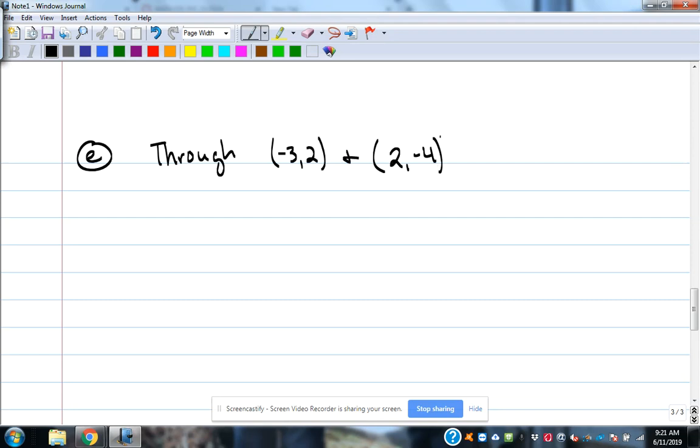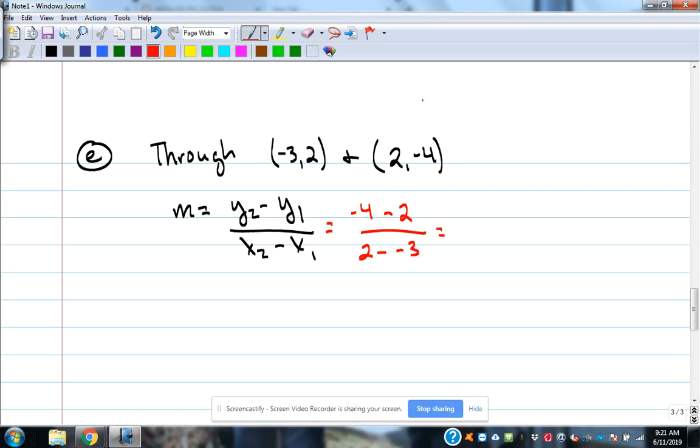So we've got two ordered pairs here that we're working with, not just a slope and a point. We're working from two ordered pairs. So when we're working from two ordered pairs, if we're going to write the equation of a line, we need the slope to start with. Before we can do anything else, we've got to find the slope. So we're going to take the y2 minus y1 over x2 minus x1. So we're just taking those ordered pairs and plugging them in and finding the slope. So we've got -4 minus 2 over 2 minus negative 3.